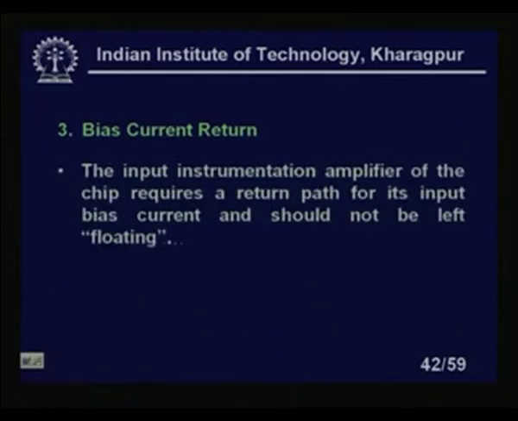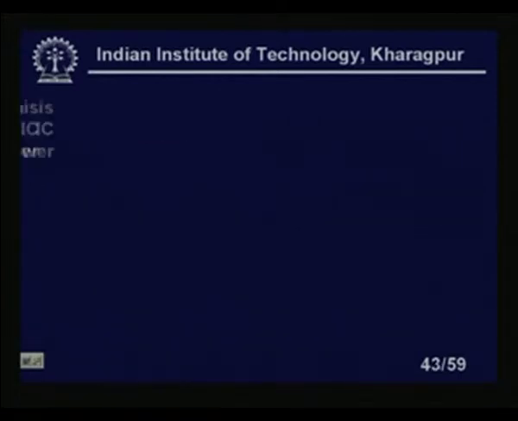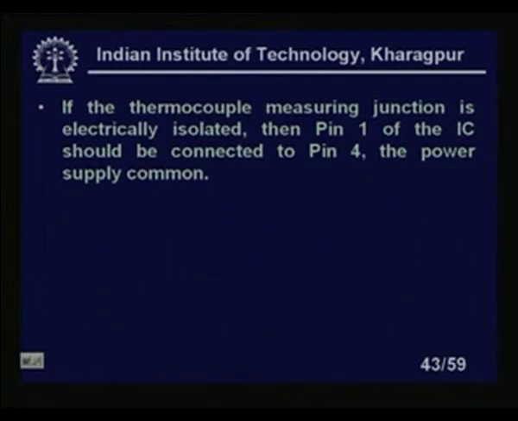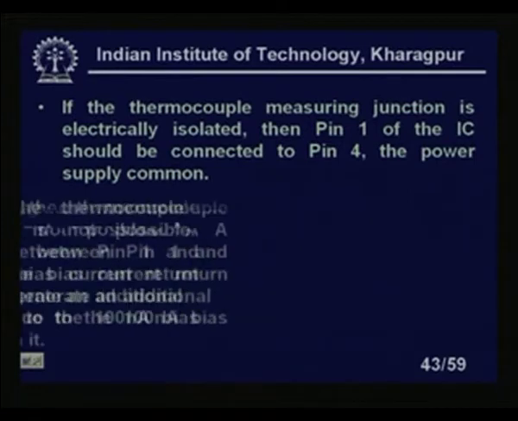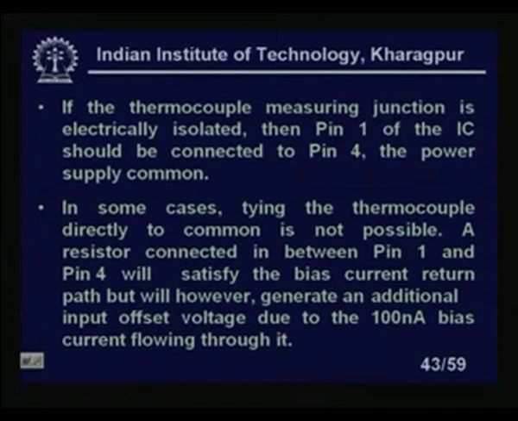Basic current return. The input instrumentation amplifier of the chip requires a return path for its input bias current, and this should not be left floating. If the thermocouple measuring junction is electrically isolated, then pin 1 of the IC should be connected to pin 4, the power supply common. In some cases, tying the thermocouple directly to common is not possible. A resistor is connected between pin 4 and pin 1.